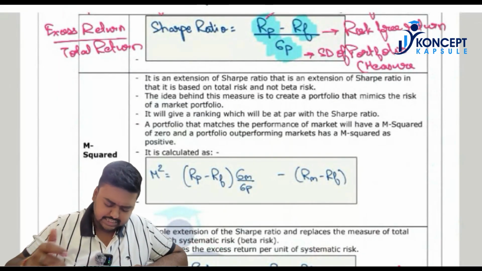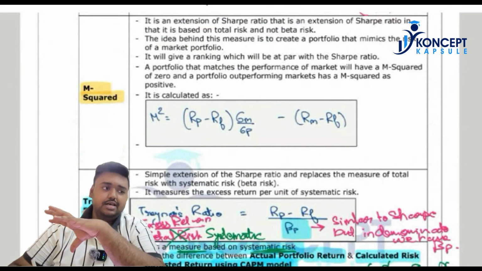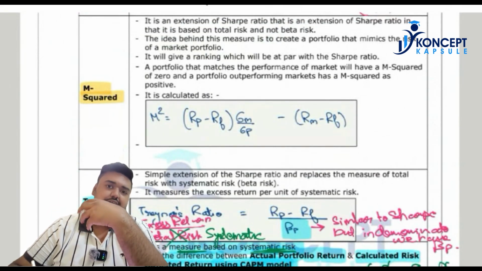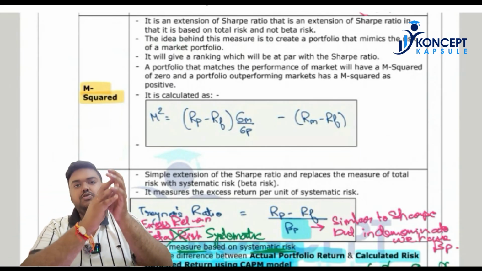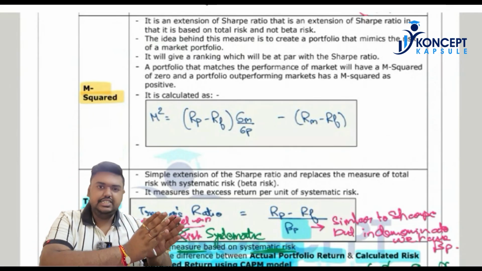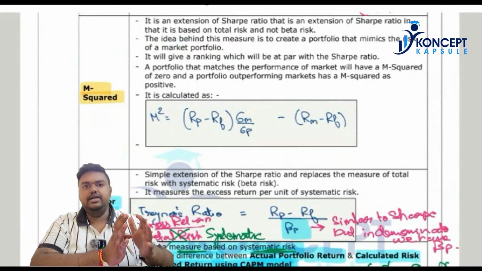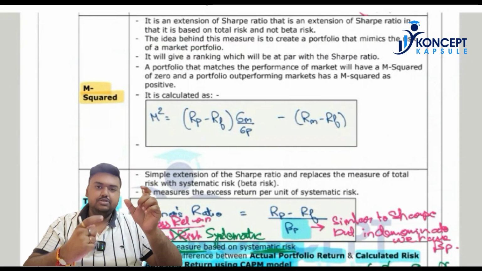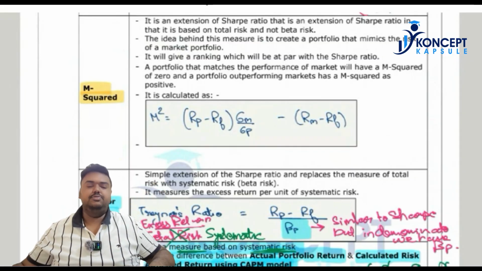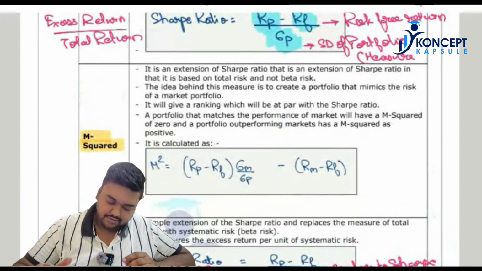Okay. The last measure that we will study is M squared. See, this is also very similar to what we have just read in Jensen's alpha. That is why we are doing it after alpha. If you look at the way we have studied, first we did Sharpe ratio, then we did Treynor ratio, then we did Jensen's alpha, and then we are doing M squared. Why? Because Treynor ratio was inspired from the Sharpe ratio, and M squared will be inspired by the Jensen's alpha. So are we clear, guys? Now we will see what M squared is.